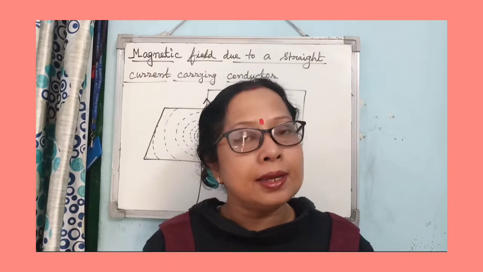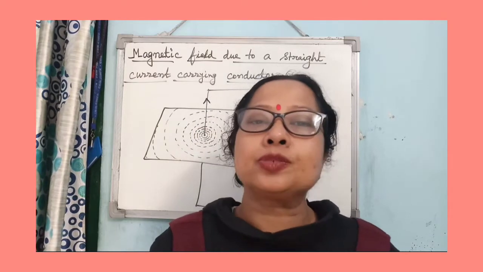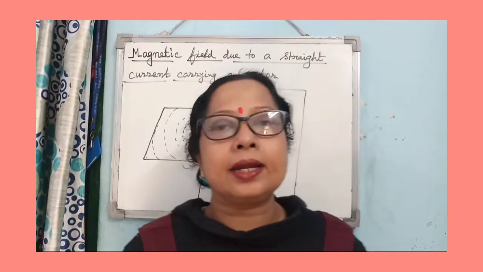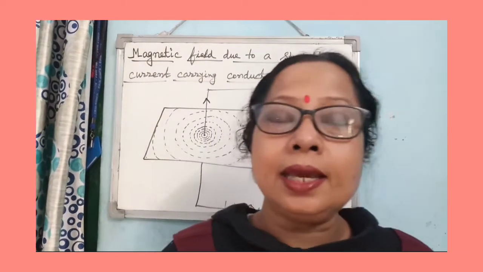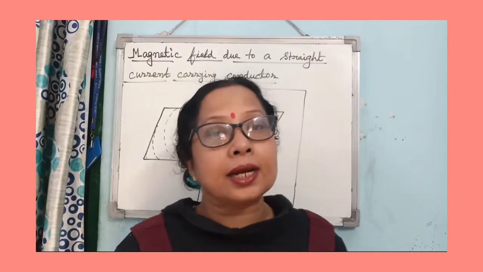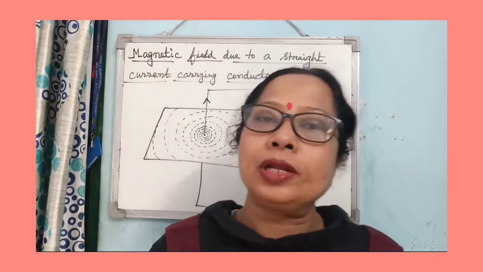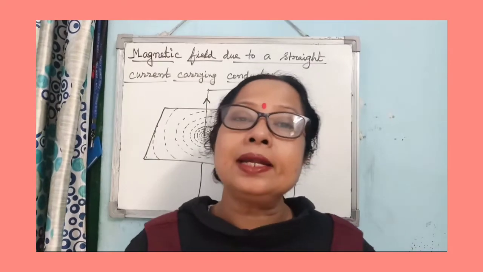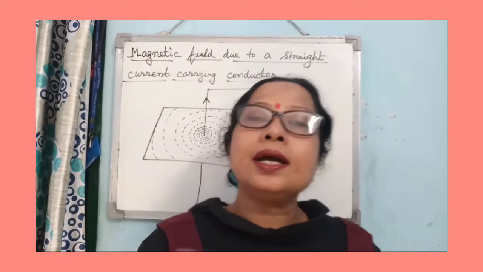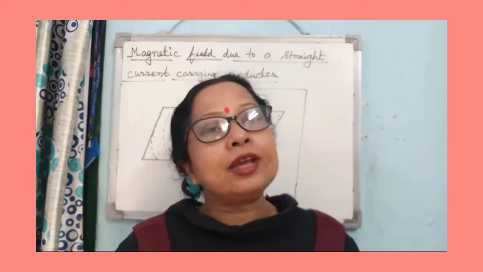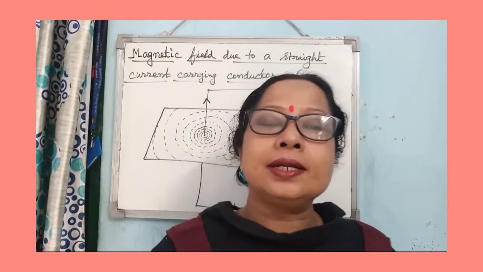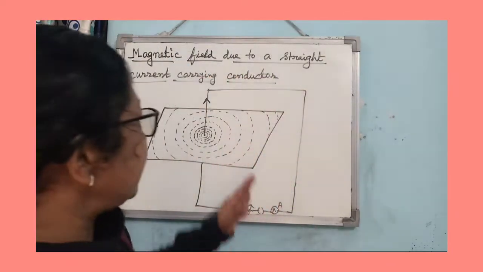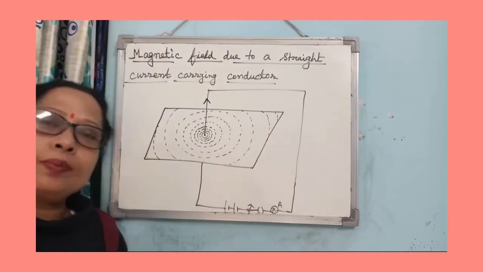So I am repeating that magnetic field is produced perpendicular to the plane of the current carrying conductor. Secondly, if the current through the conductor increases, magnetic field increases, and vice versa. Then third point, magnetic field is stronger near the conductor and decreases with the distance from the conductor. Is that clear? So these are the important points you have to remember.